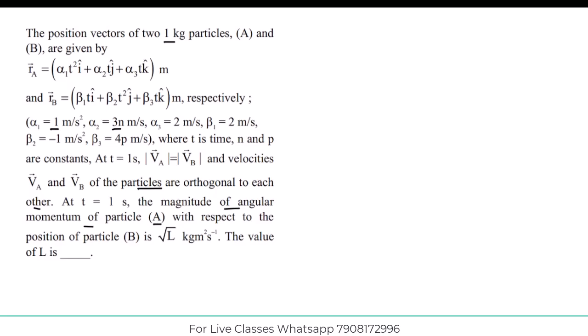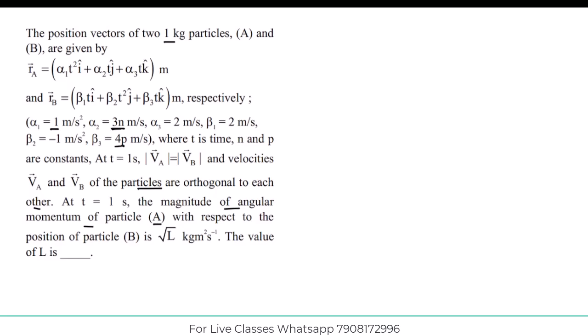At t equal to 1 second, the magnitude of angular momentum of particle A with respect to the position of particle B is root over L kg meter square per second. The value of L is? So at 1 second we have to find the angular momentum of A with respect to B. So now first calculate these constants, that is alpha 2, there is n, and beta 3, there is p.